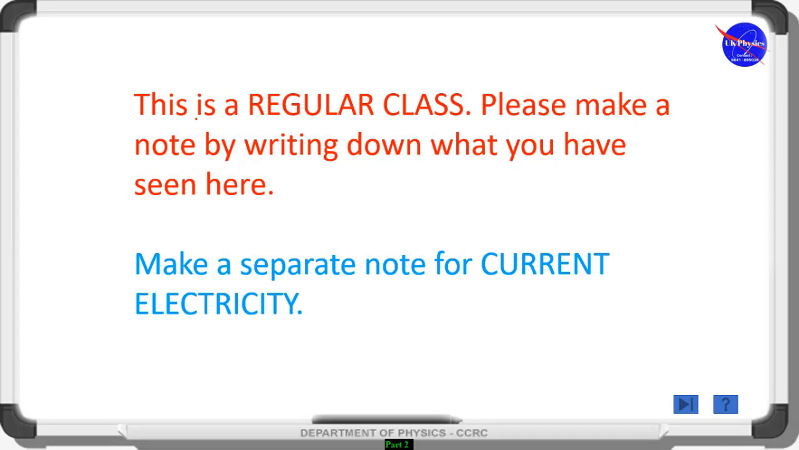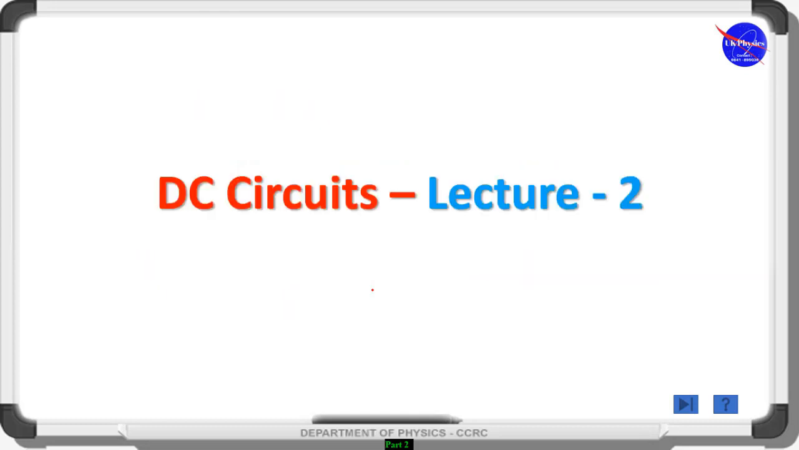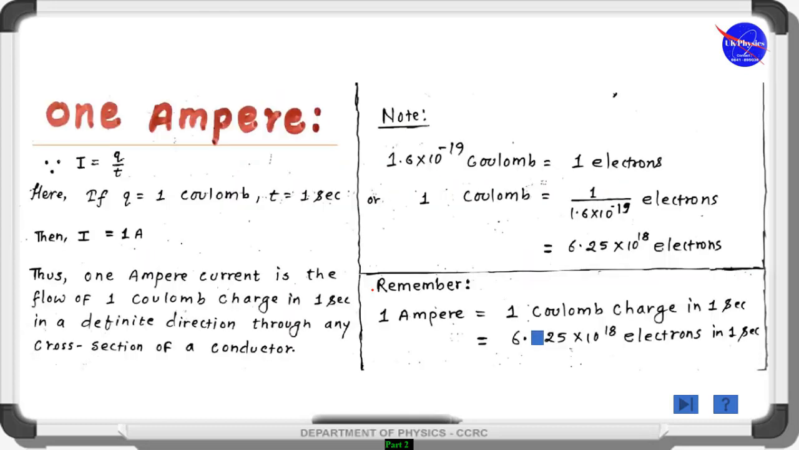Please, you can think of this as a regular class and you can make a note by writing down what you have seen here. You can make a separate note for current electricity. This is our DC circuits lecture 2. Now let's get started. First of all, we understand the 1 ampere current.